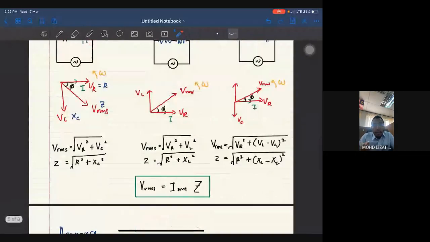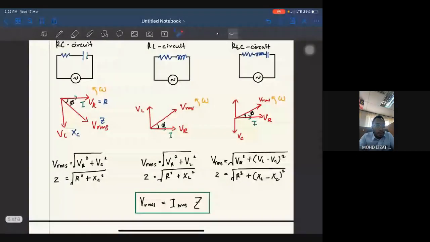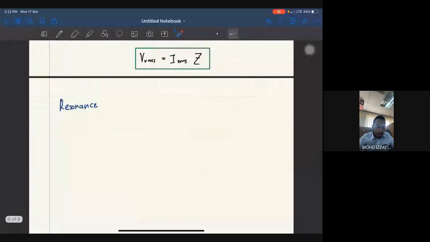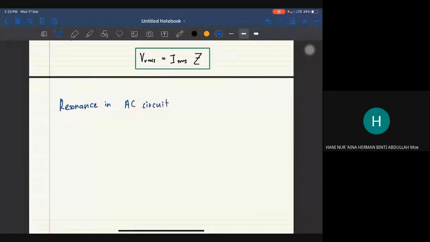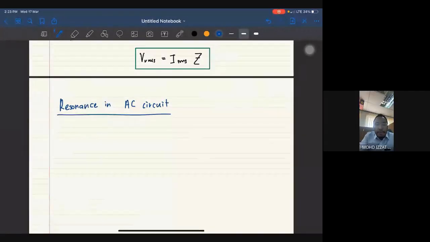So today we continue with AC circuit, where we deal with a circuit that has alternating current as the source. So we're going to focus on resonance in AC circuit. Okay, so far any question? No sir. Okay, when I talk about resonance, what is the first thing that you think of?